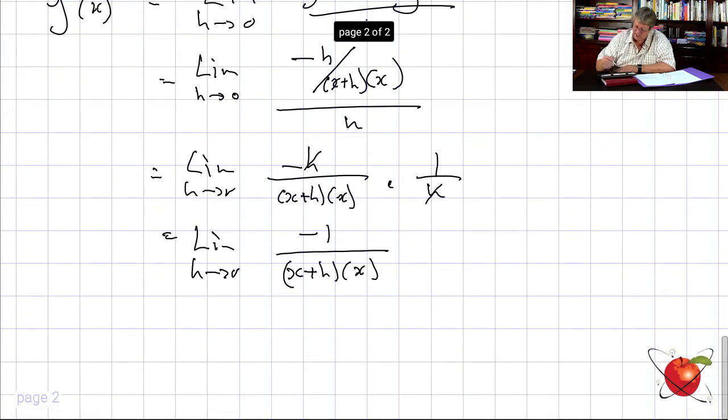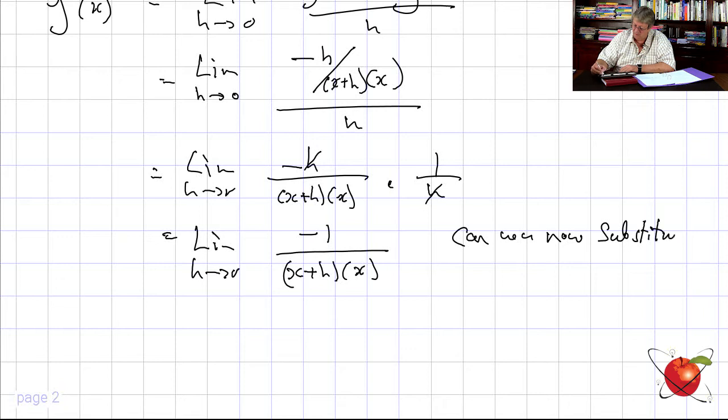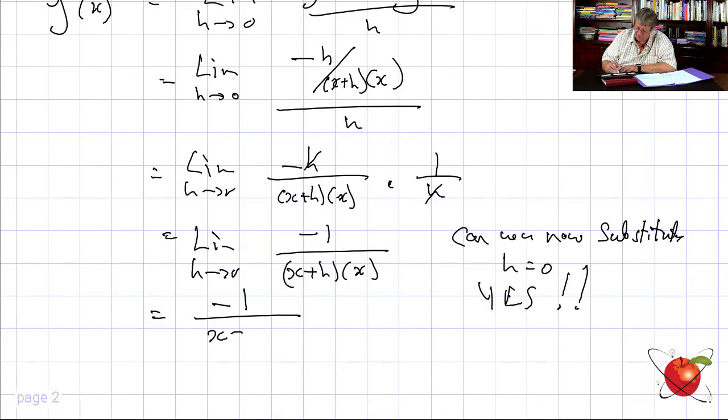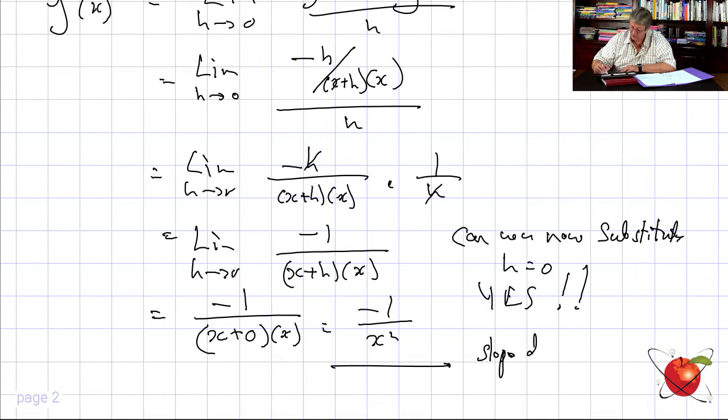Now you ask, can we now substitute h equals naught? Yes, we can. Why can we? Well, straightforward. Because if I put naught, it's minus 1 over x plus 0 times x, which is minus 1 over x squared. And that is the slope of the tangent at any point x.